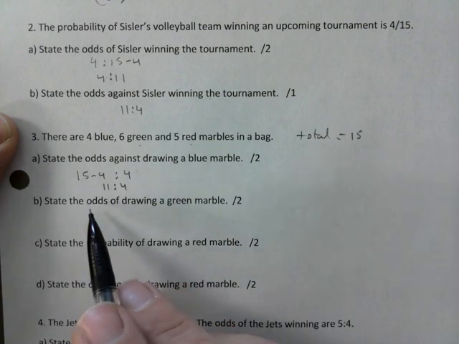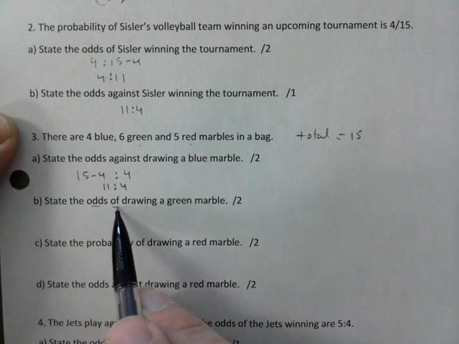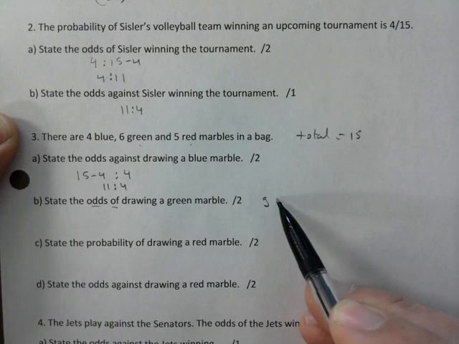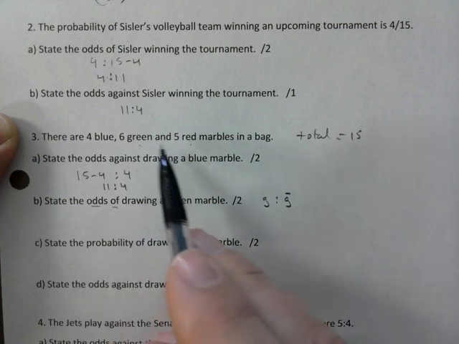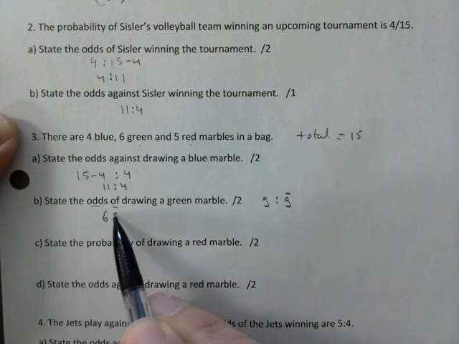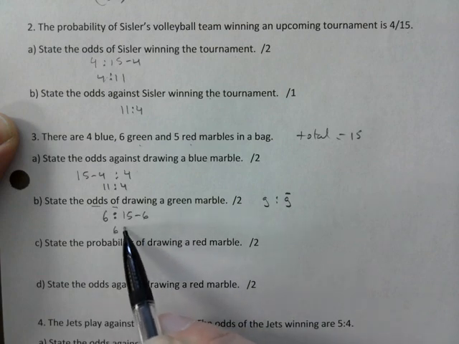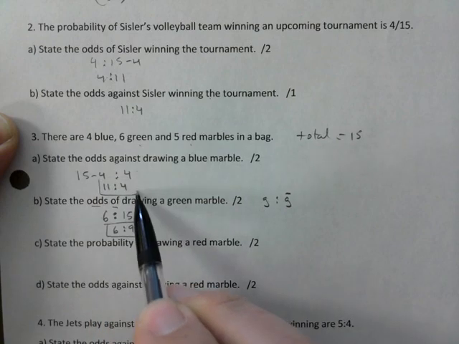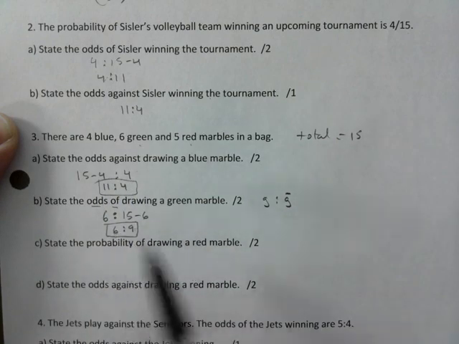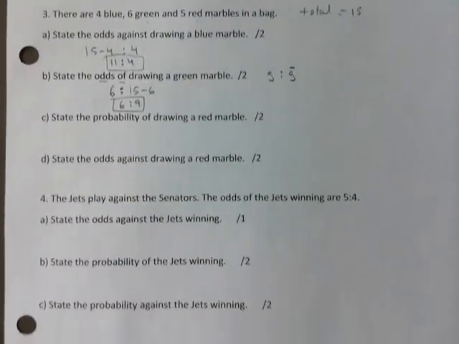So 11 to 4. State the odds of drawing a green marble. Odds in favor of green. So that's green to not green, like that. So we go up and look at the fact that we have 6 green, and then we go 15 minus 6 here. So that's 6 to 9, right? There we go. 1 mark for each correct number in each case here.